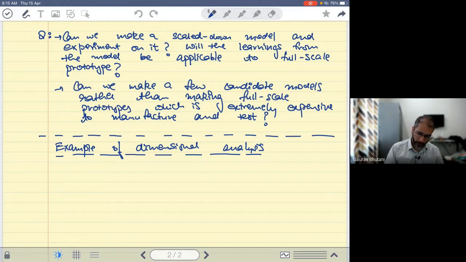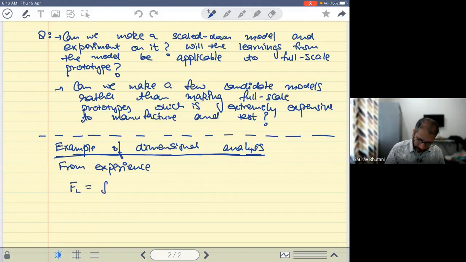Okay, so for a case like this, for the aeroplane that we have talked about, for the aerofoil, from experience. It's very important, the word experience here. So from experience, we have learned that the lift force, which is FL. We have a lot of experience with aerofoils for a long time now, because aeroplanes have been here for a long time. So what we've seen is the lift force that acts on an aeroplane wing is a function of a couple of things.